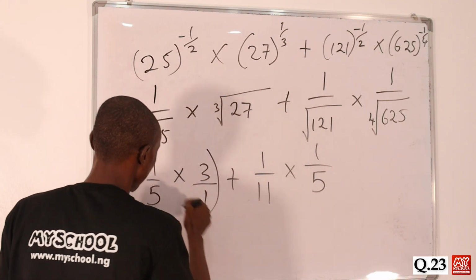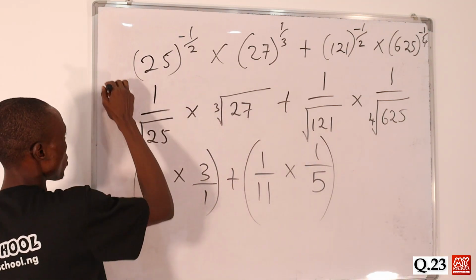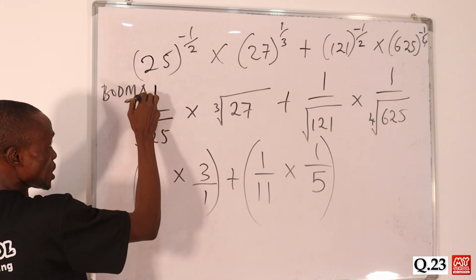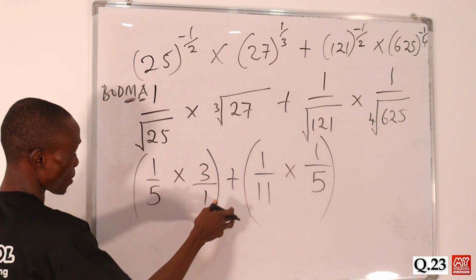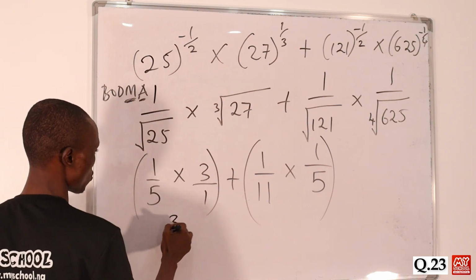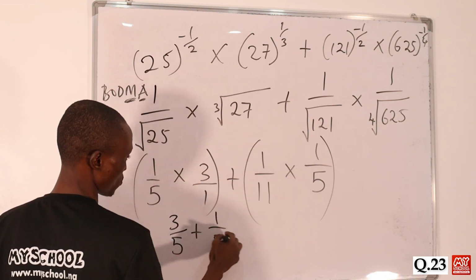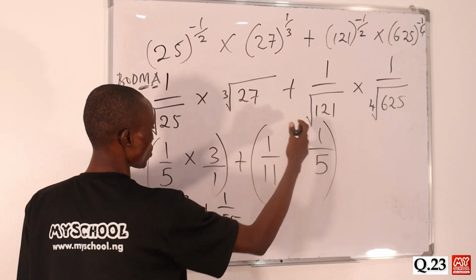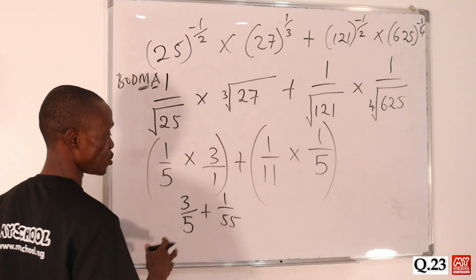So first of all, we deal with each of these first, then before we now add, okay? Remember your BODMAS. So in your BODMAS, you first of all deal with multiplication before you deal with addition. So that is why we deal with the multiplication part first, then before we now combine for the addition. So here, this will be equals to 3 over 5. So we'll be having plus here, and here this will be equals to 1 over 55. So you just simply multiply, numerator will multiply numerator, denominator will multiply denominator, since there's nothing that can cancel out, okay? So you just multiply like that.